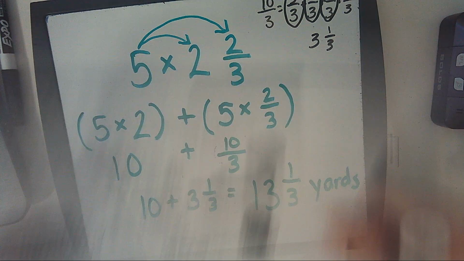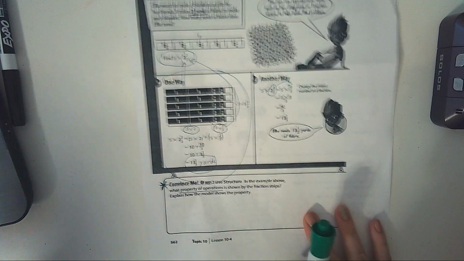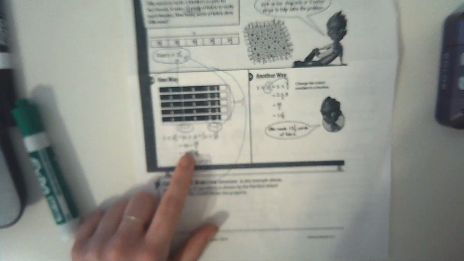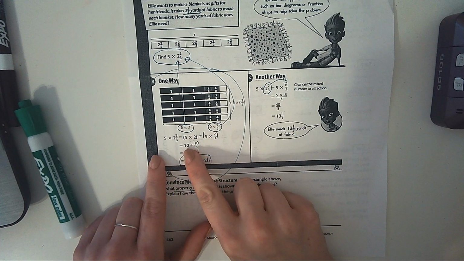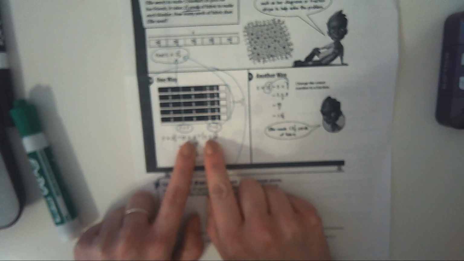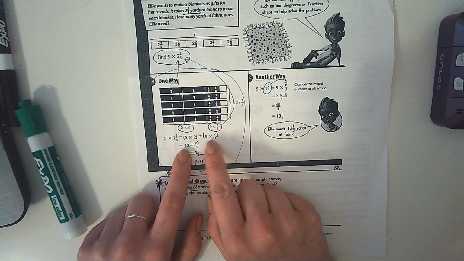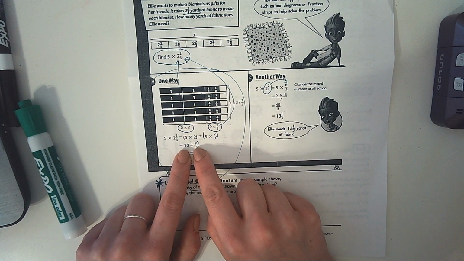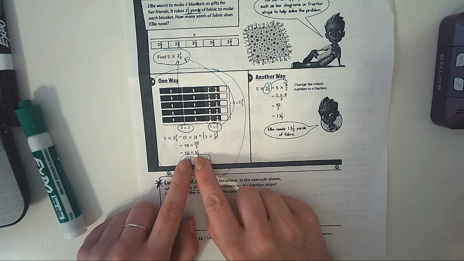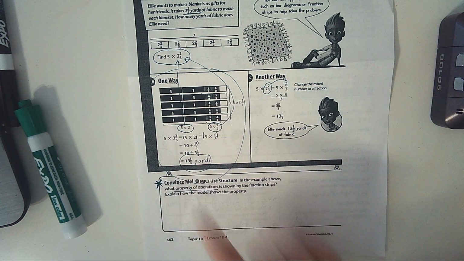And in looking at the work shown here, we have all of the same information going on. We have the same equations in the parentheses, 5 times 2 plus 5 times 2/3, which ultimately gives us 10 plus 10/3. Change the fraction to a mixed number, and 13 1/3 is our answer.